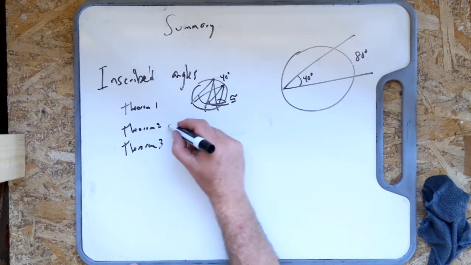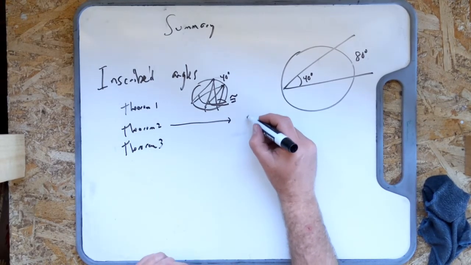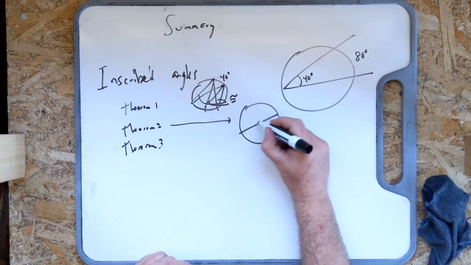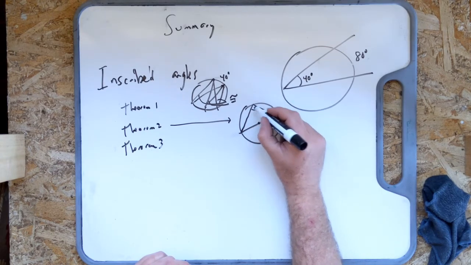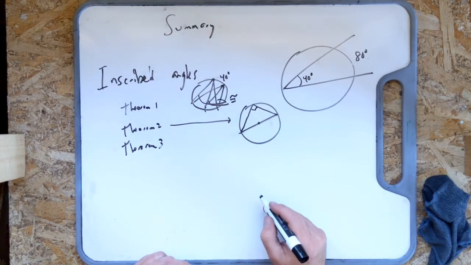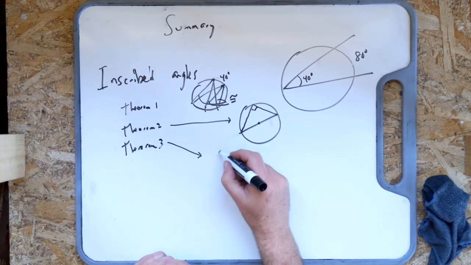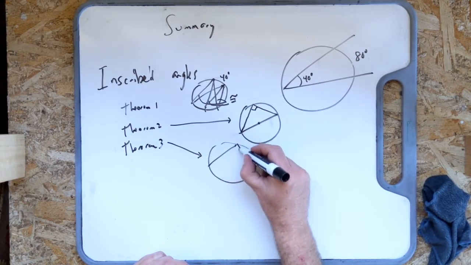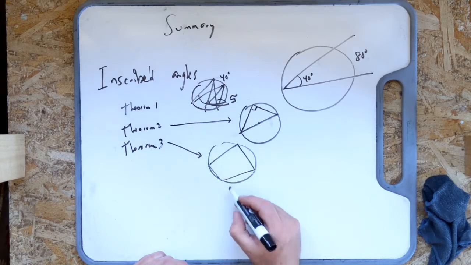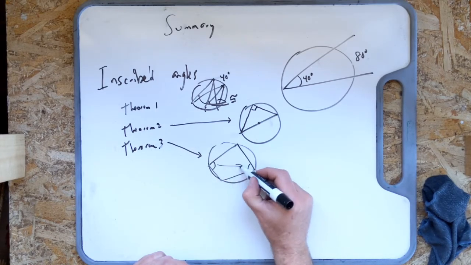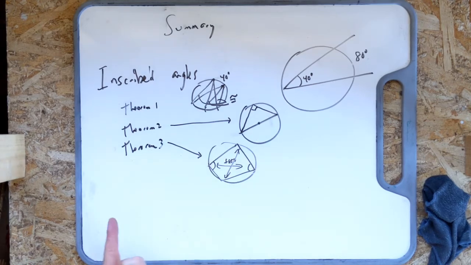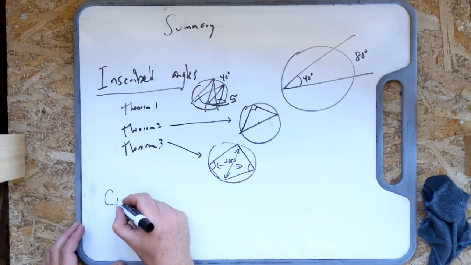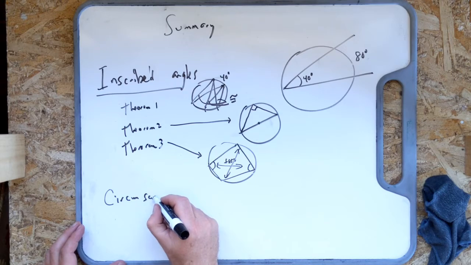Theorem 2 says that if I have a diameter, I create a right triangle in here, or if I have a right triangle in here, I create a diameter there. And then finally, Theorem 3 says if I put a four-sided figure in there, then these two angles add up to 180, as do those two. Okay, that's inscribed angles. Then circumscribed angles.